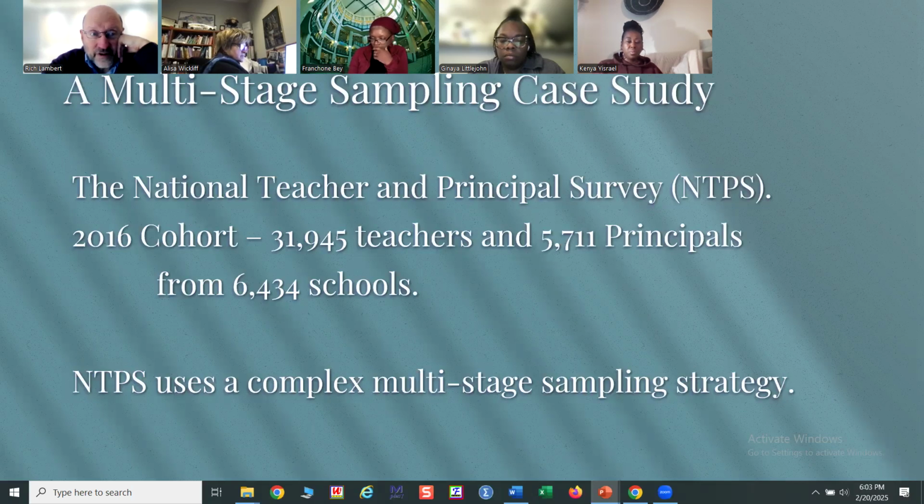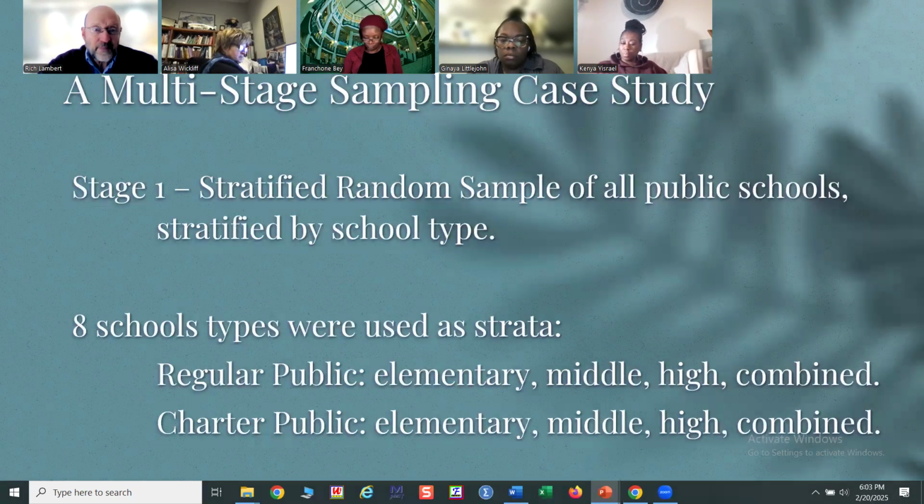The reason why the numbers don't exactly match is because they didn't get a 100% response rate from the principals, right? So the number of schools where you have both a principal and teachers that work for them is the 5,711, but there's data from a total of 6,434 schools. So how do they get this and how does it become representative? Well, they do a complex multi-stage sampling strategy. So let's walk through how they do it.